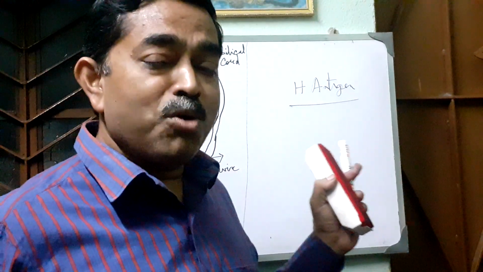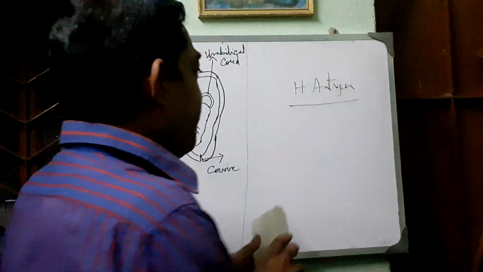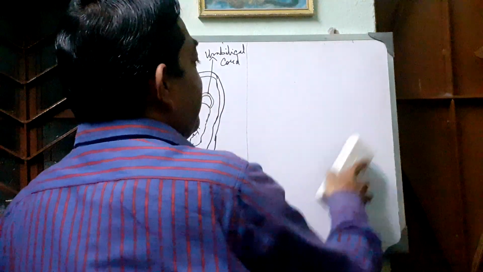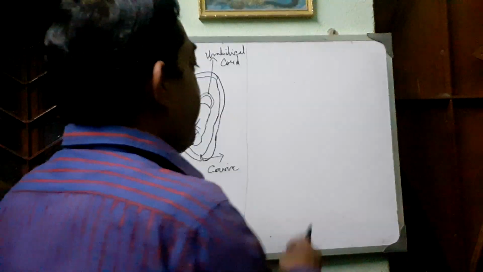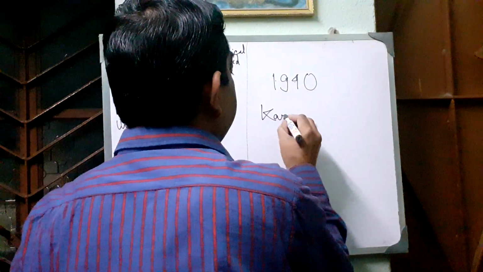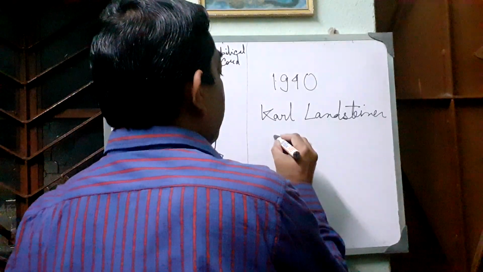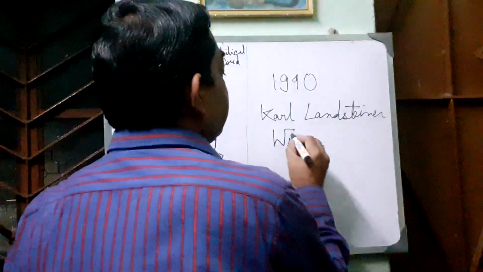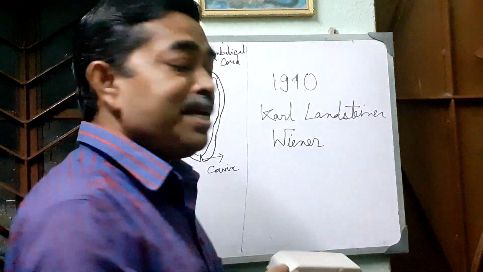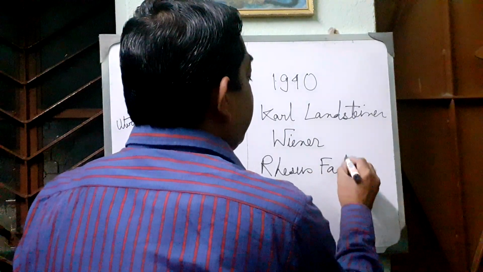Now what is the positive and negative? I have told that Karl Landsteiner in 1900 classified the human blood group into four groups: A, B, AB, and O. And after 40 years, in 1940, Karl Landsteiner again, and another scientist, Wiener, actually discovered the Rh factor, rhesus factor, in the Indian monkey.